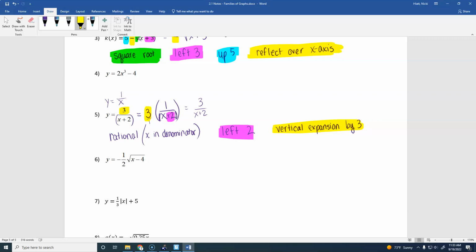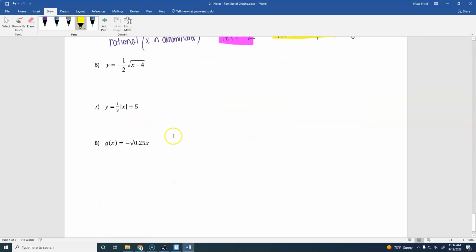Vertical is because it's on the outside of the parentheses. So that's why I wrote it this way over here, because rationals look a little bit funny. So vertical is because it's on the outside. And when we're talking about vertical expansions, big numbers do what you think they would do. They're going to expand. They'll make it bigger. Okay? We didn't quite get through all of these, but it's more of the same rules.